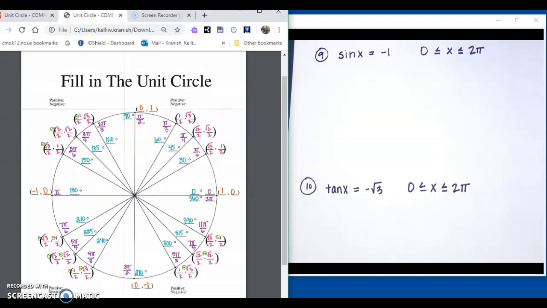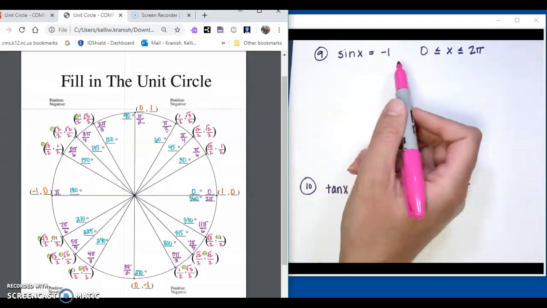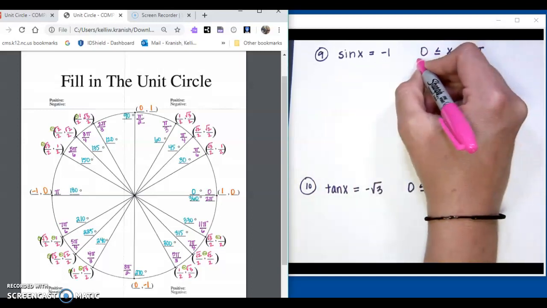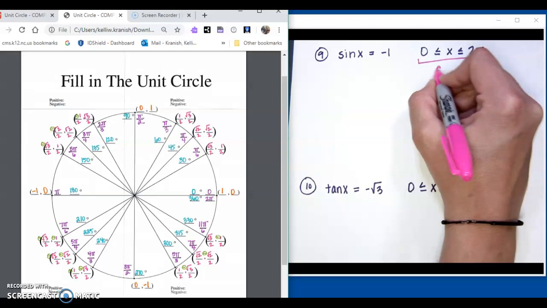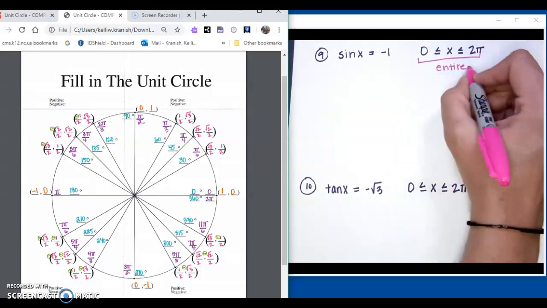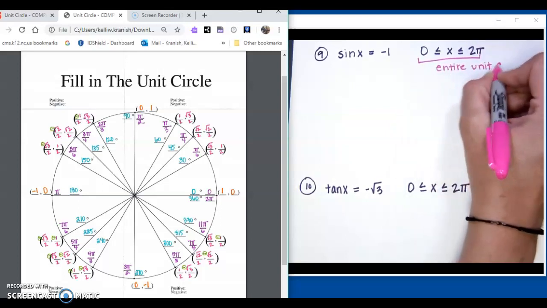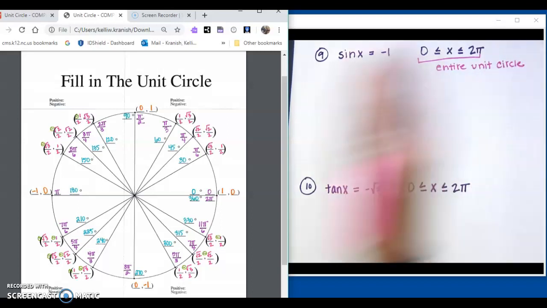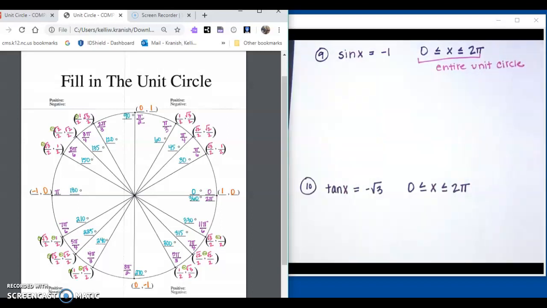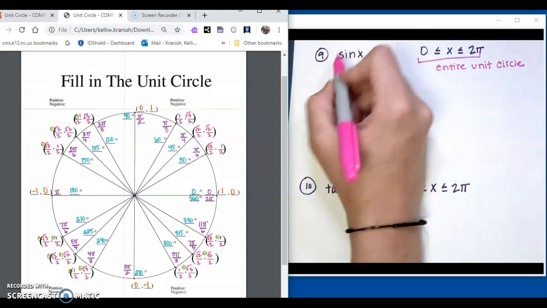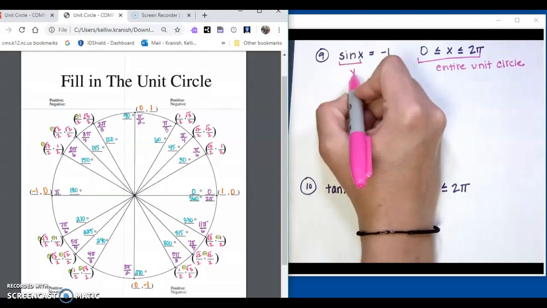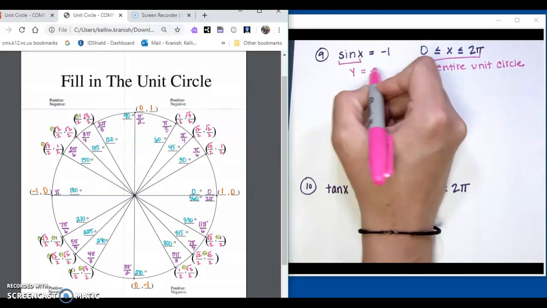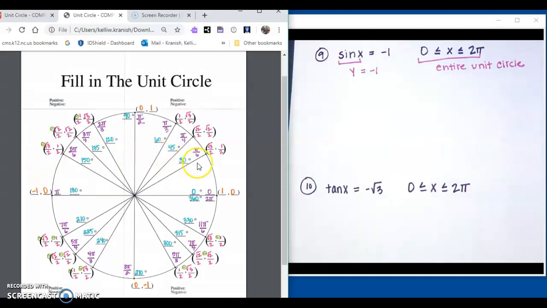Okay, so if you look at number 9, sin x equals -1, so it's the trig function solved for a number, so we're good on there. 0 to 2 pi means we're going to look at the entire unit circle. So that means there's a potential to have two answers, so we have to be careful for that. Okay, so sine we know is the y value, so we're trying to find where the y value on our unit circle is equal to -1.